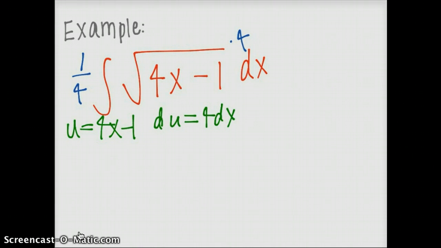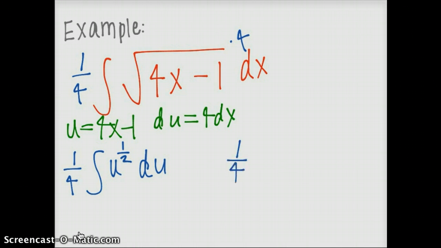Then you rewrite as 1/4 multiplied by the integral of u to the 1/2, because of the square root, times du. Then you take the antiderivative of u, making it u to the 3/2 over 3/2 plus c.